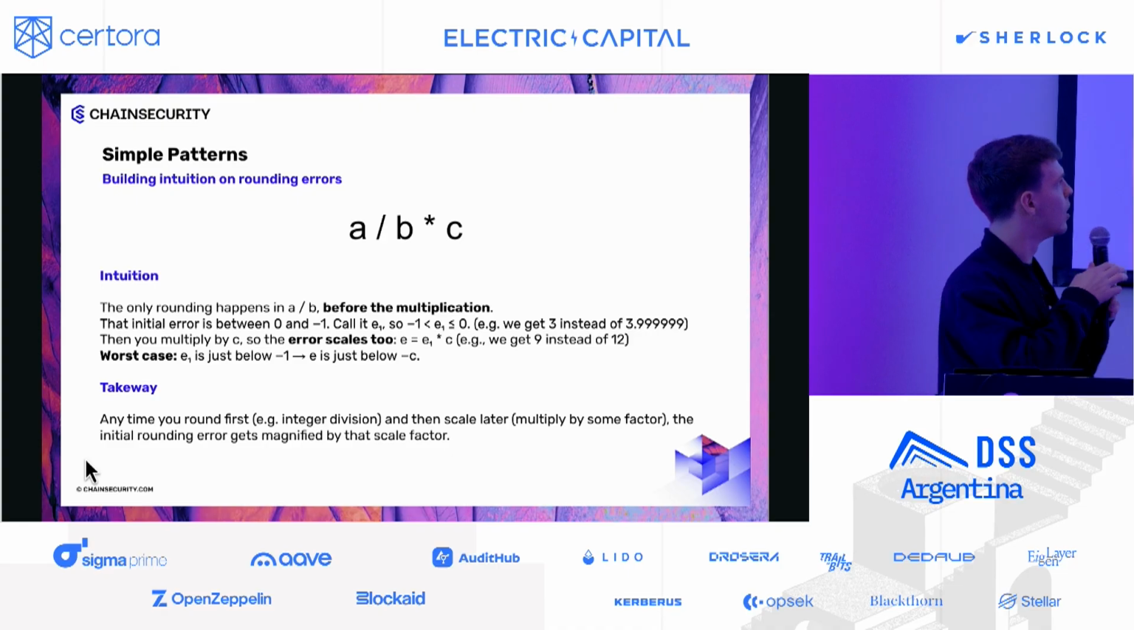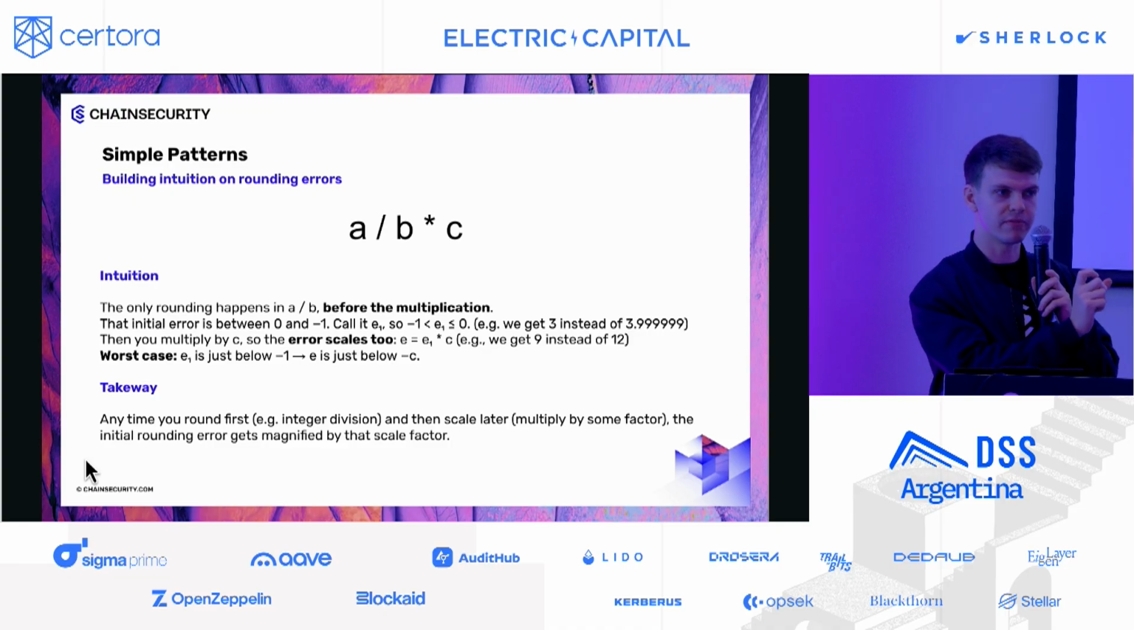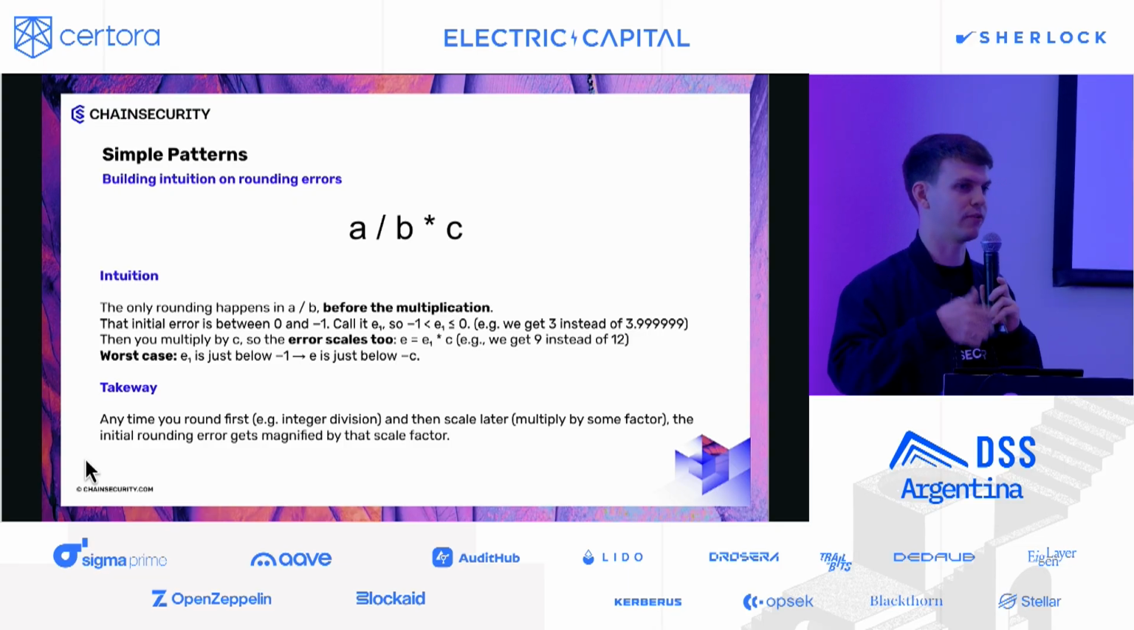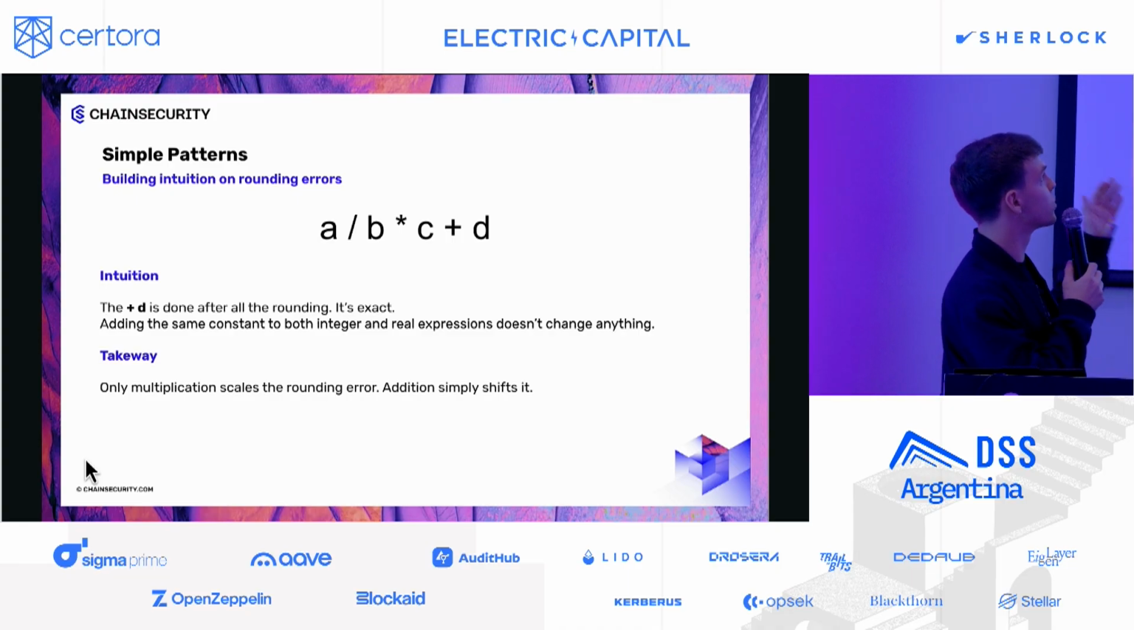So basically, any time you see a division, be careful, because you might want to do the multiplication before instead, and reorder the operations to get more precision. But you also have to be careful about overflows and stuff. So there are trade-offs. Now imagine we have this and we have D.